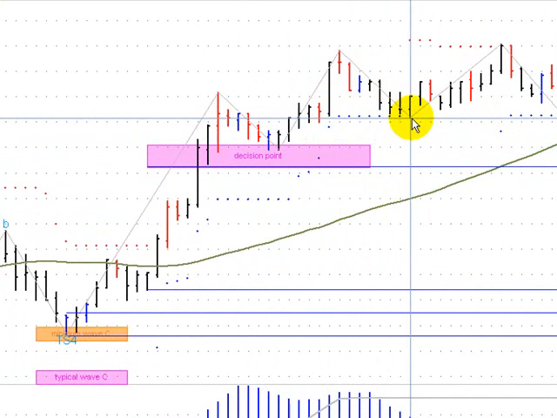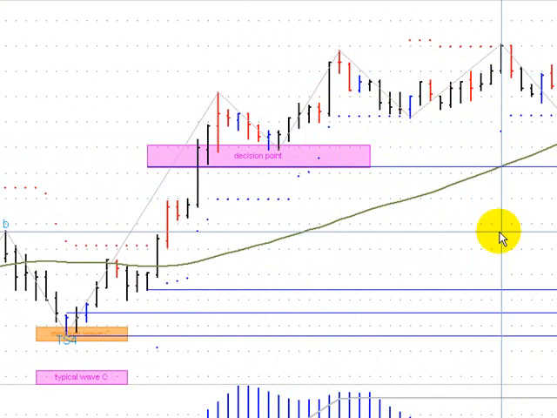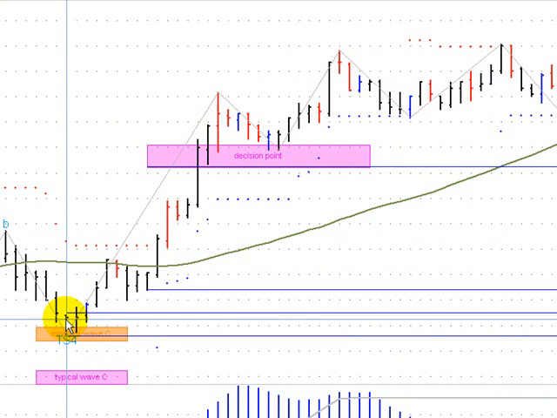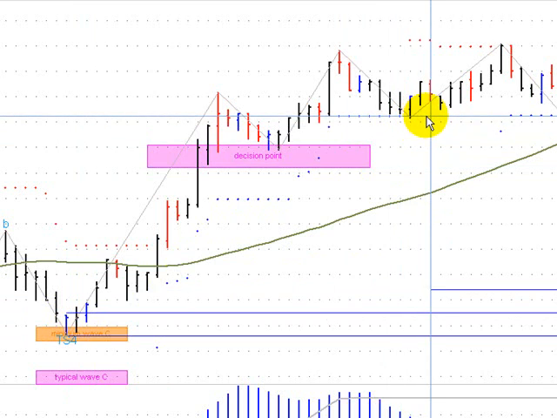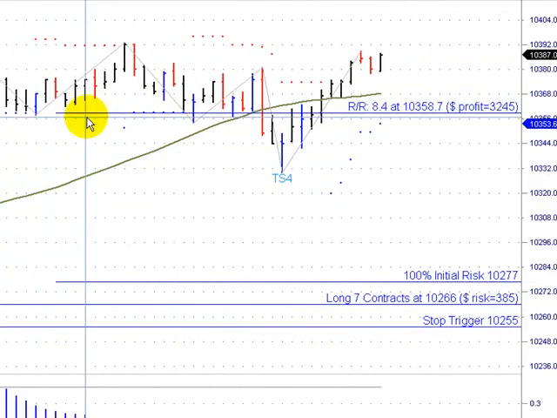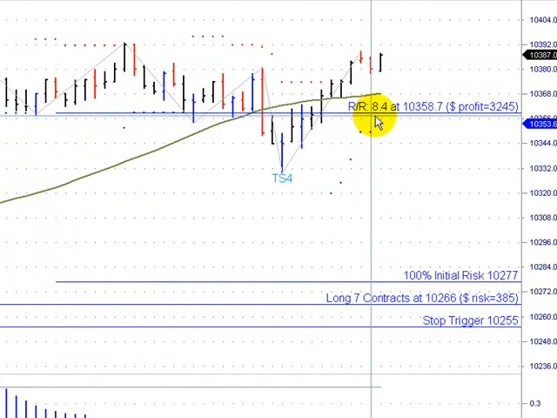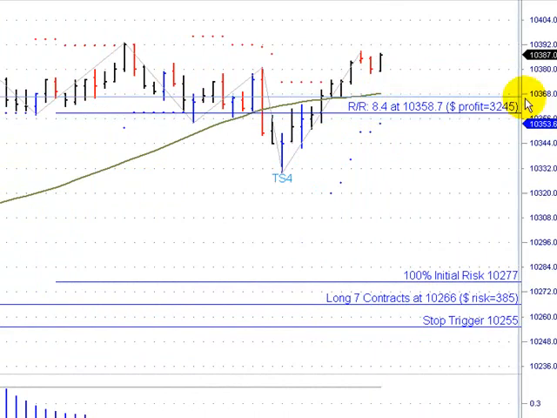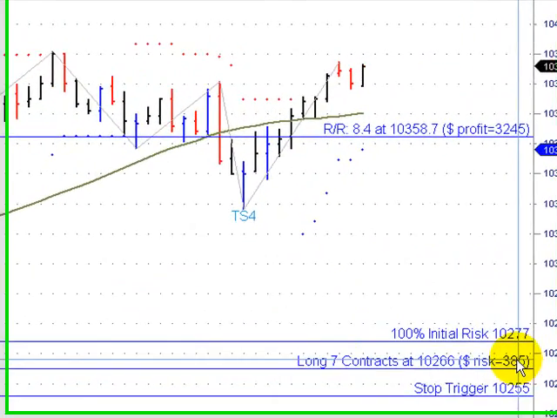Okay, I'm going to select the entry, stop, and target here. Click once for the entry, once where I want my stop to be behind that bar, and right here where our ATR stop is. And it gives me better than 8-1, almost 8.5-1 risk reward for a profit of $3,245 on a risk of $385.